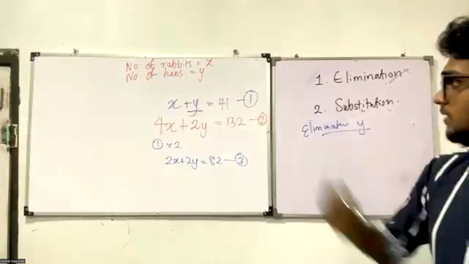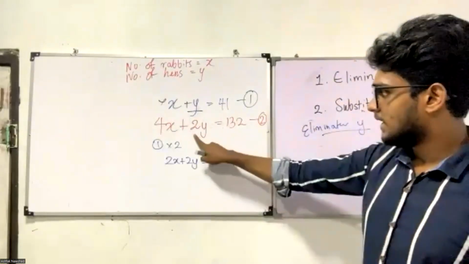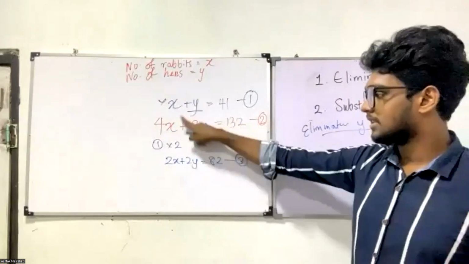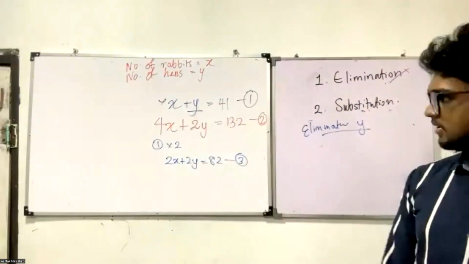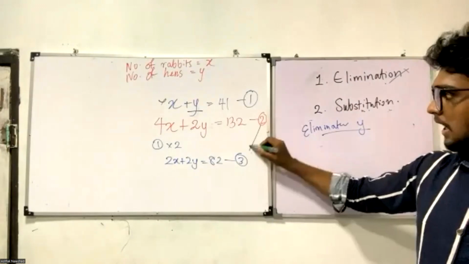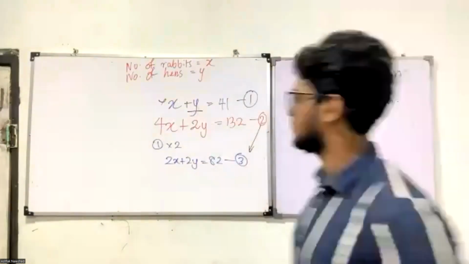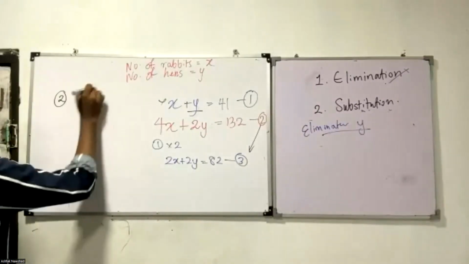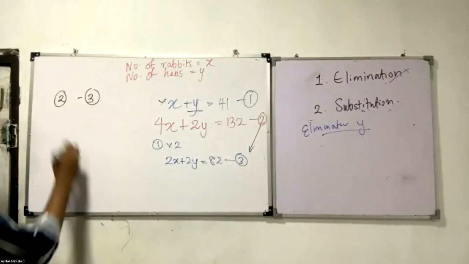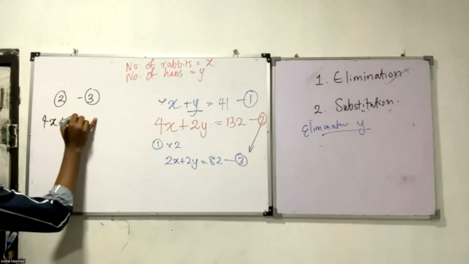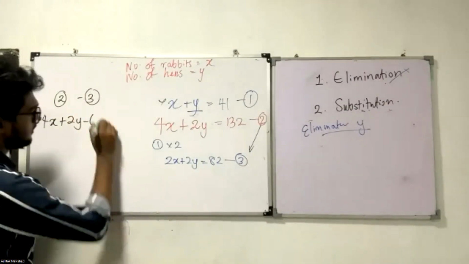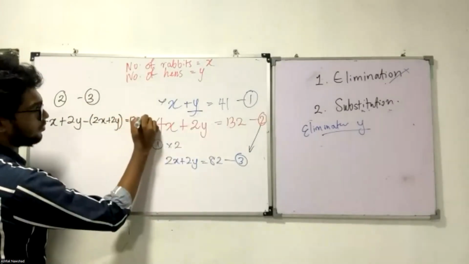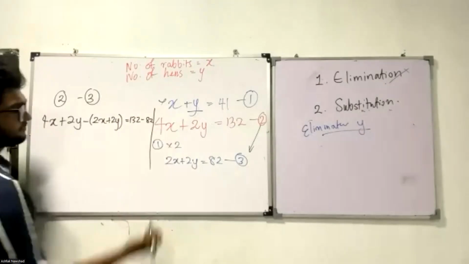Now, forget this for a while. The coefficients of y are equal and the signs are the same, so I'm choosing to subtract. I'll subtract the third one from the second one. Now 4x plus 2y minus 2x plus 2y is equal to 132 minus 82.